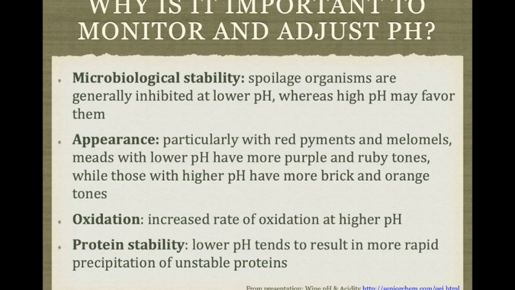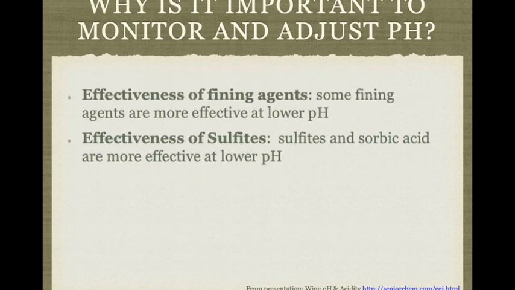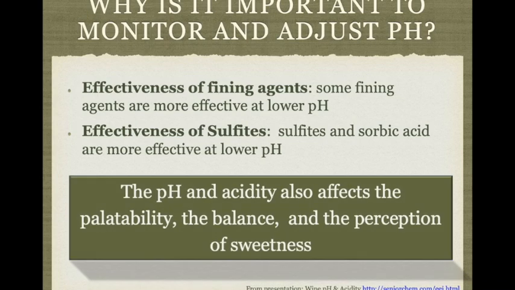It's important to keep the pH within the desired range because higher pH increases the rate of oxidation. Lower pH tends to result in a more rapid precipitation of unstable proteins. And that's important because this also can affect the effectiveness of fining agents.